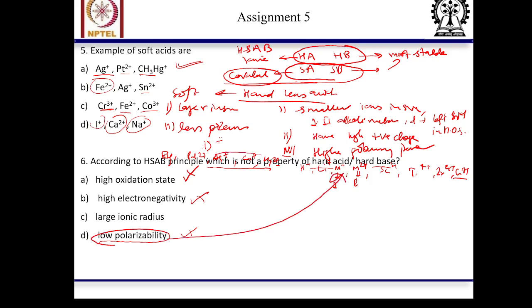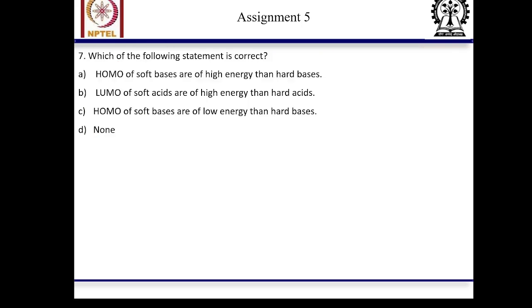So what is not a property of this is large ionic radius. They should be smaller in size. Small ionic radius will be the property of the hard acid and base. Coming to question number 7, which of the following is correct?